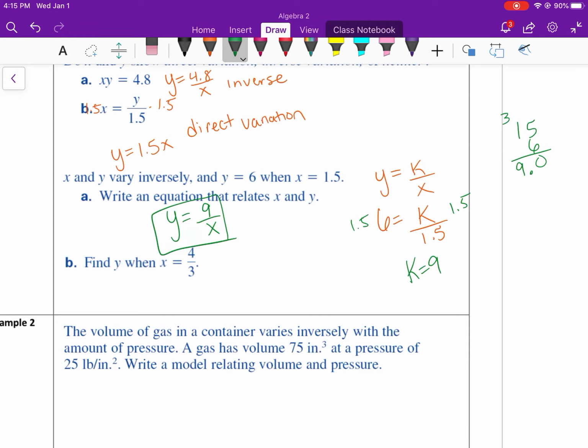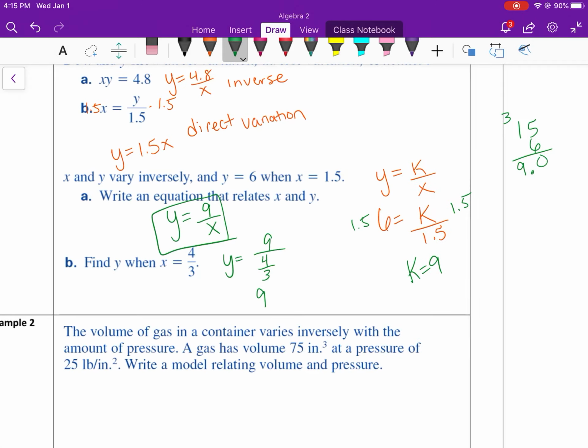Then use that equation to find y when x equals 4/3. So now it just wants me to use the equation to plug in 4/3 for x. So here you're going to have to multiply by the reciprocal because you're dividing by a fraction. So 9 over 1 times 3 over 4 is 27 over 4.